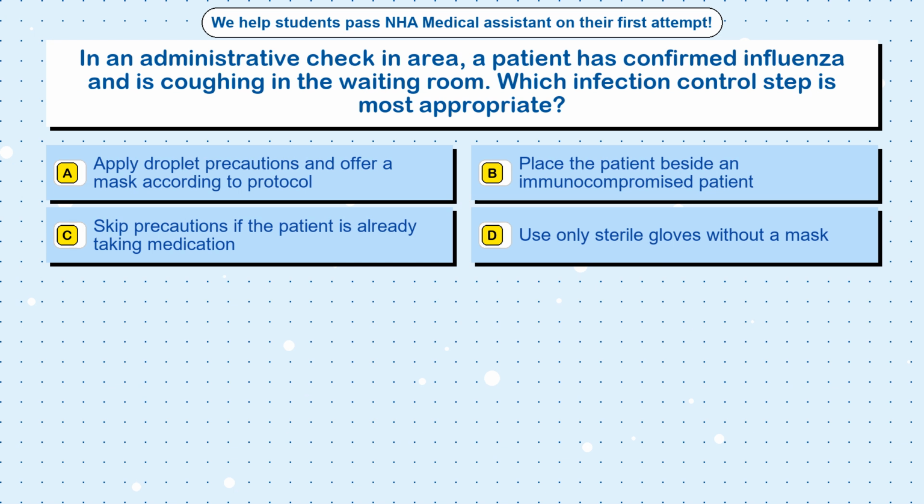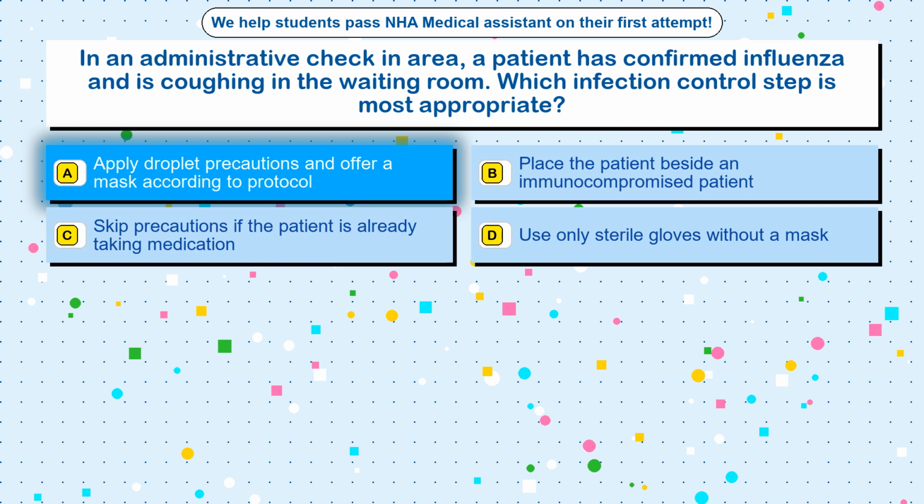Question 67. In an administrative check-in area, a patient has confirmed influenza and is coughing in the waiting room. Which infection control step is most appropriate? Option A. Apply droplet precautions and offer a mask according to protocol. Option B. Place the patient beside an immunocompromised patient. Option C. Skip precautions if the patient is already taking medication. Option D. Use only sterile gloves without a mask.